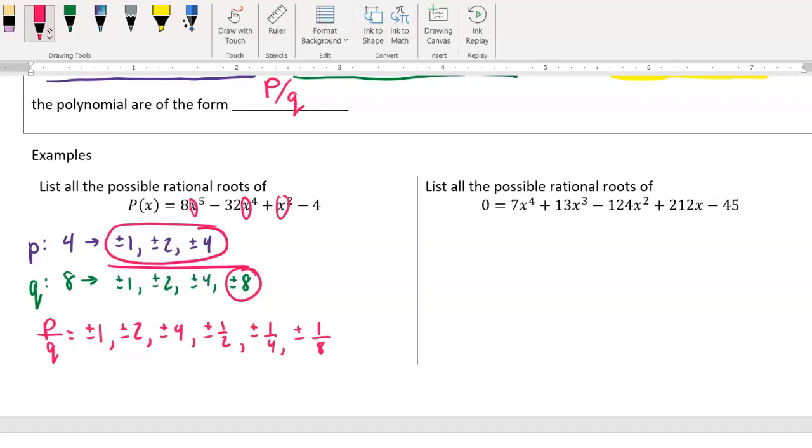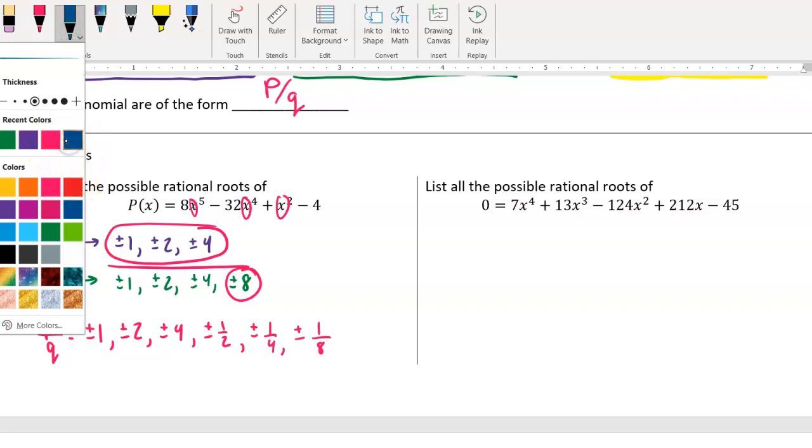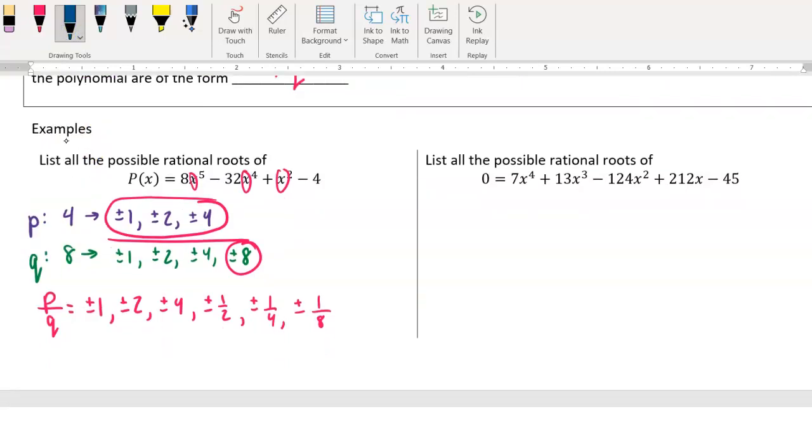But we're just going to do that for one of these. So let's just pick any number. It doesn't matter which one we use. I'm guessing a lot of you are going to say, let's pick the easiest one. Let's pick 1. So we'll put 1 into the function. I'll be consistent and call it function P. So we'll put 1 into function P. We'd have 8 times 1 to the 5th minus 32 times 1 to the 4th plus 1 squared minus 4.